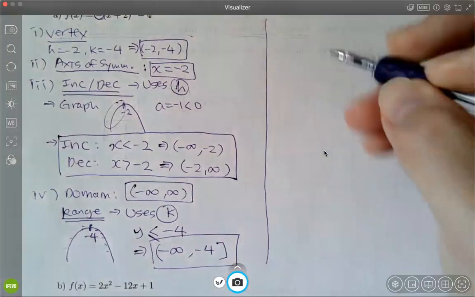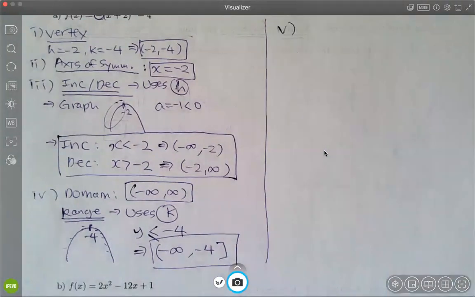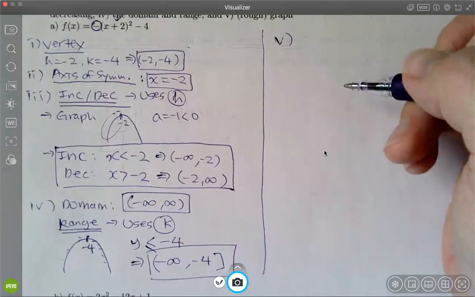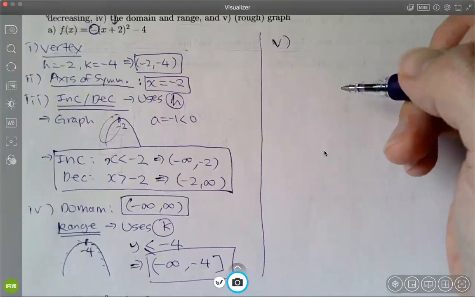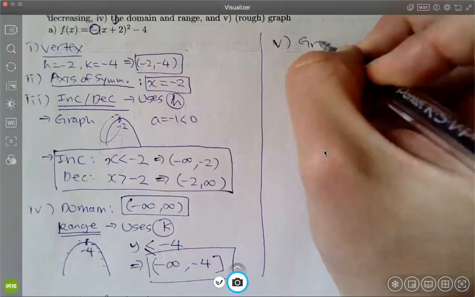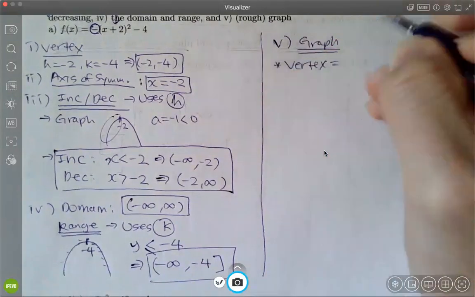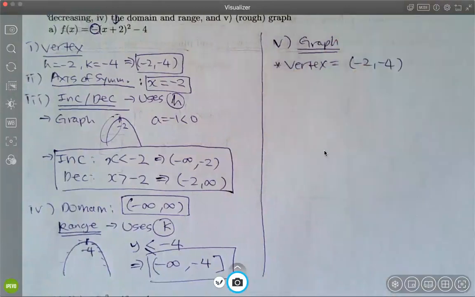And now, the last thing, the graph. Okay, now remember, we need 3 points. So we need 3 points, but we know already one of them, which is equal to what? The vertex. The vertex is at negative 2 comma negative 4. Okay, so we know one of the points.